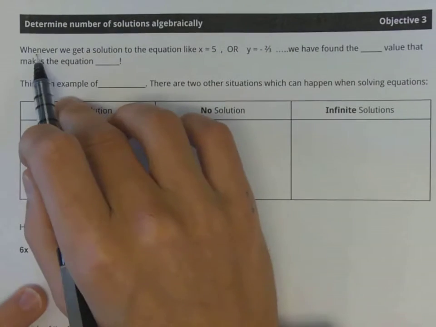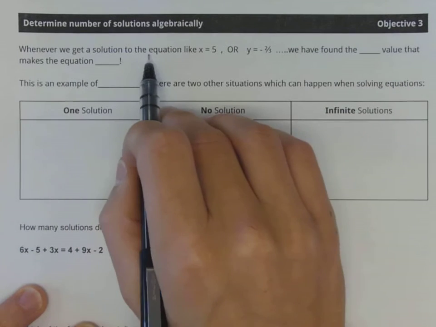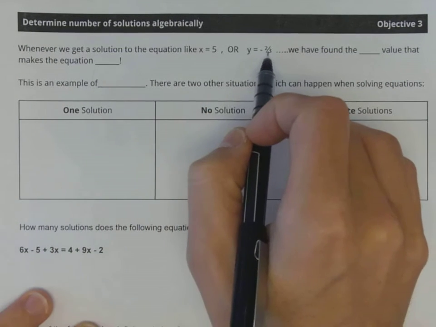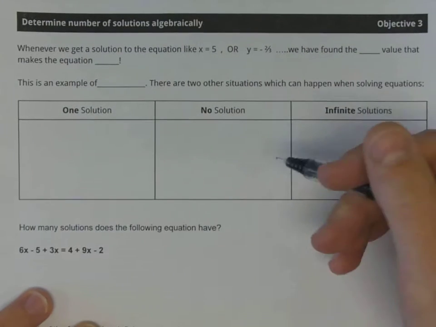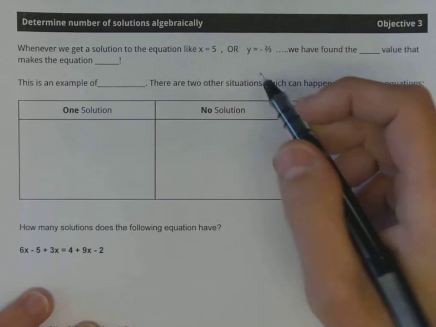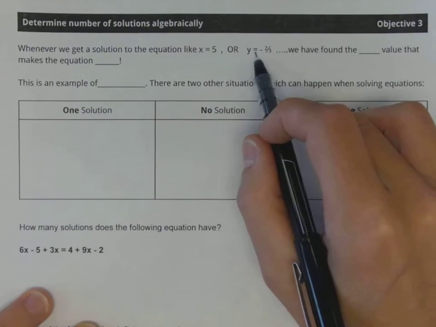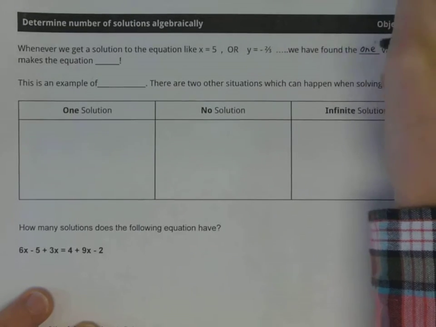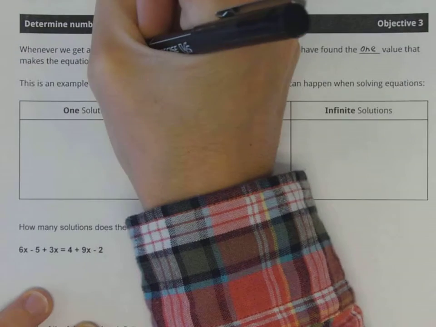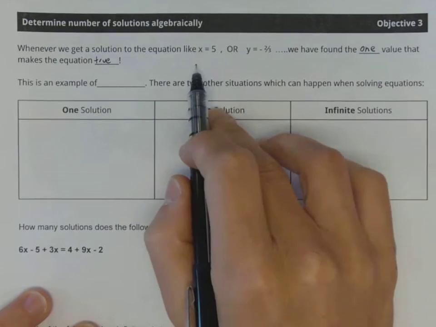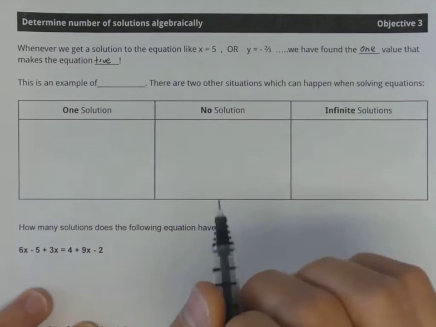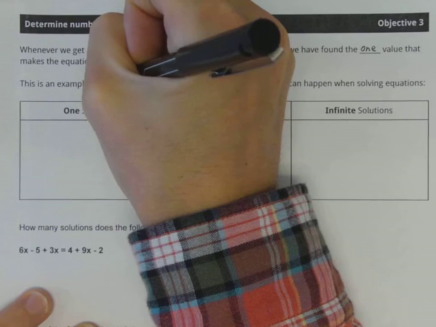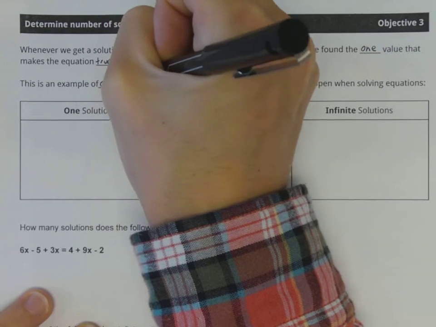Whenever we're solving a problem and we get a solution like x equals 5 or y equals negative 2 over 3, basically every problem we've done in objective number 1 and 2, we've gotten an answer like that. That means we've found the one value that makes the equation true. If we got x equals 5, we know x equals 5 makes it true. So that's an example of an equation that has one solution.